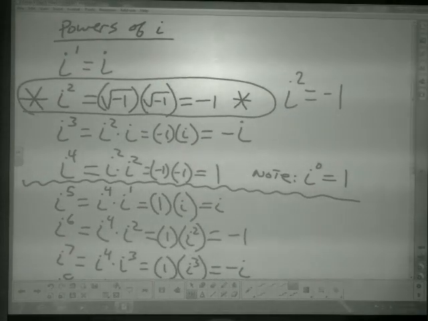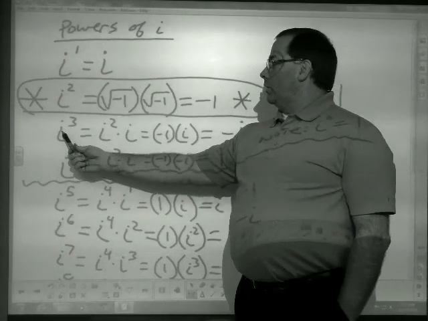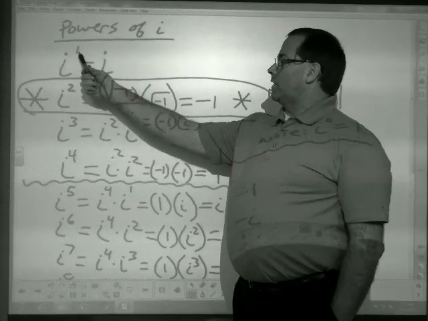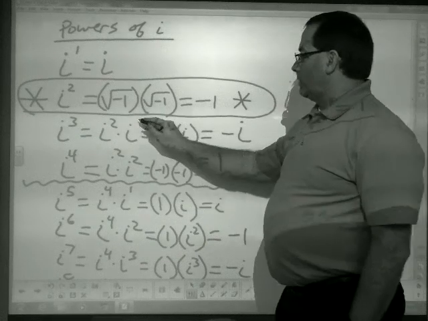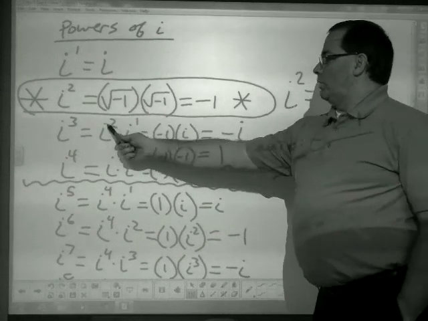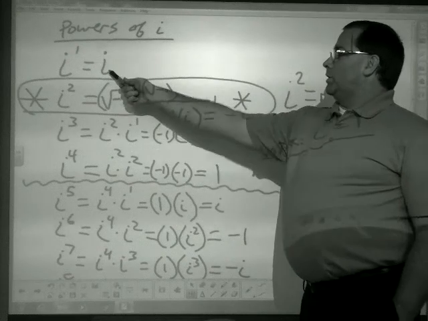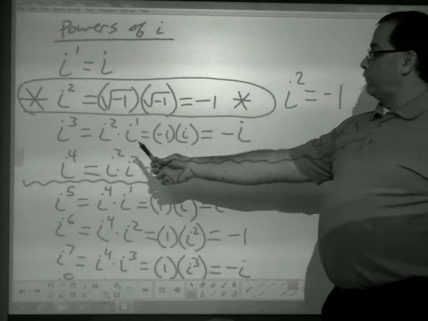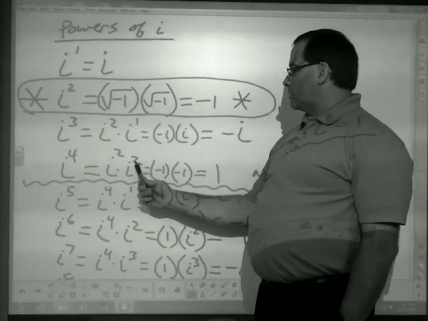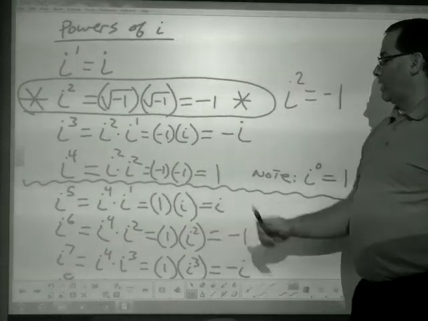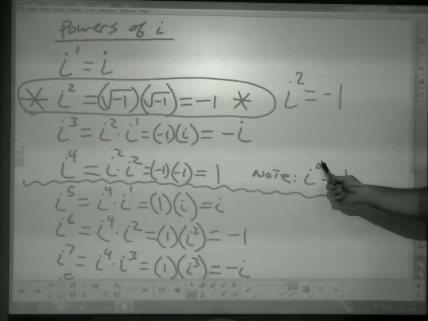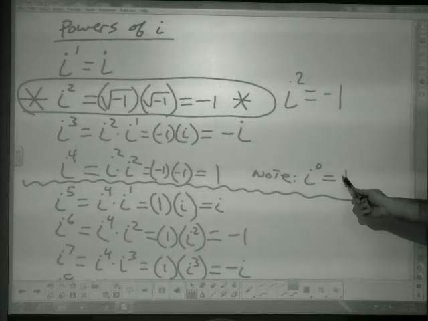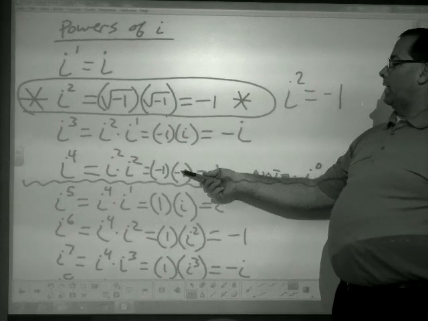Super important. I to the third, well, if you remember about rules for powers, that's I squared times I to the first. I squared times I to the first is just, we know that this is -1. We know that this is I, and a -1 times I is -I. I to the fourth, well, that would be I squared times I squared. -1 times -1 is +1. Also, I to the 0 is also 1. Anything to the 0 power is 1. All right, so those are some initial powers of I.